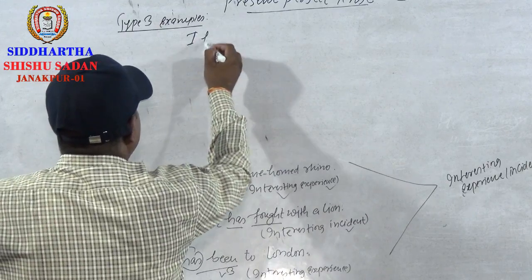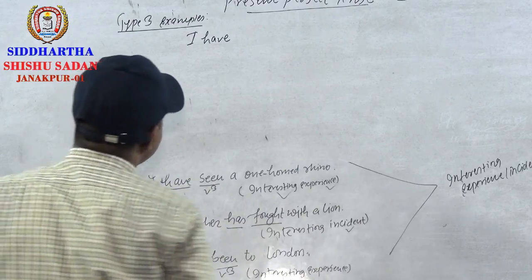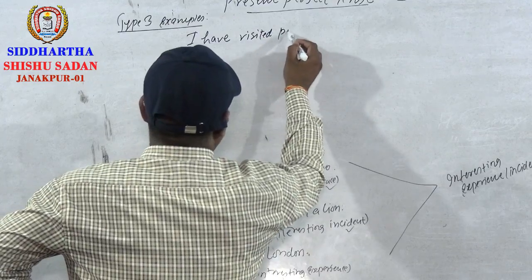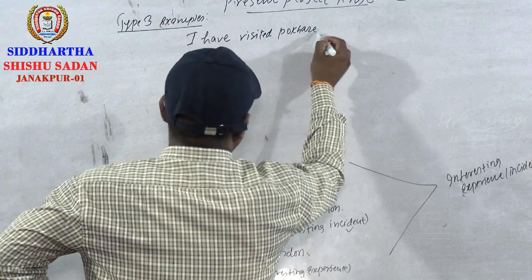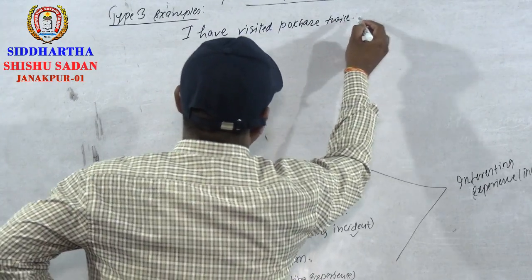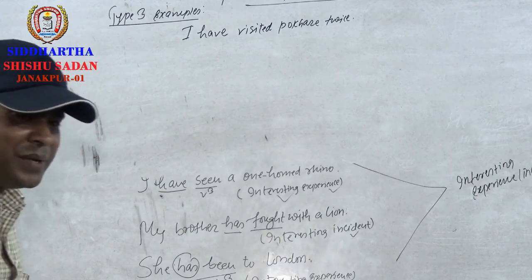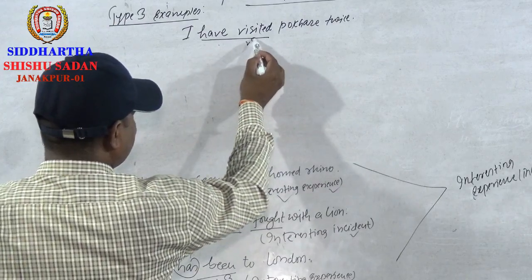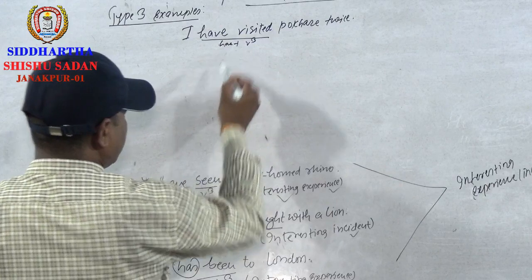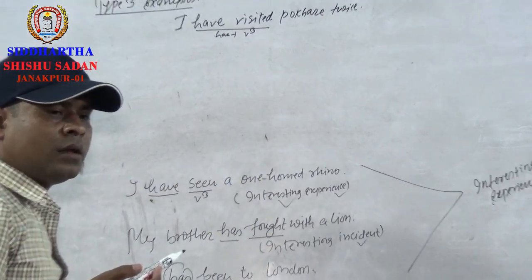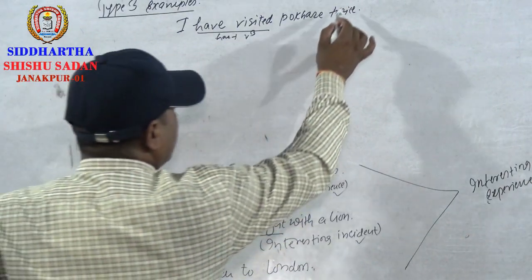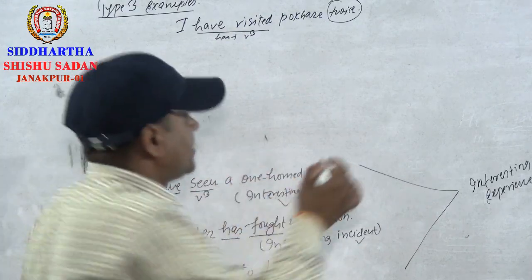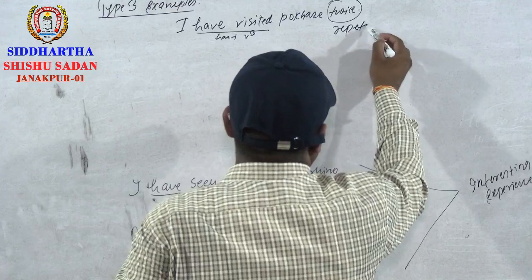I have visited Pokhara twice. See the tense. Tell me now. What's the tense? See here. Have plus V3. Present perfect tense? Definitely. But why? The reason is, see the use here. It shows the repetition of work. Repetition of work.